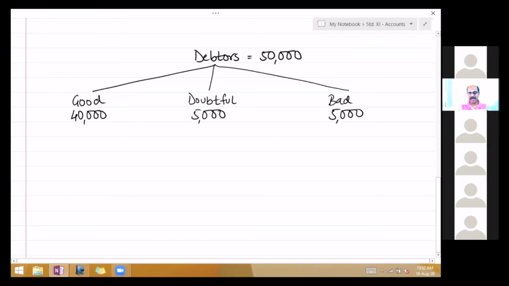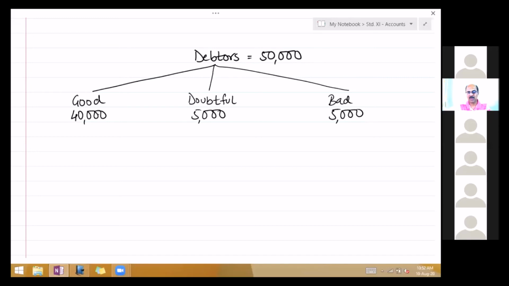Now, can you define bad debts? In your own words. I like your own words. Students, I want to learn from you as well. The amount of money that cannot be recovered. Very good. Clear-cut answer and a very good answer. Amount of money that cannot be recovered from debtors is bad debts. Good.